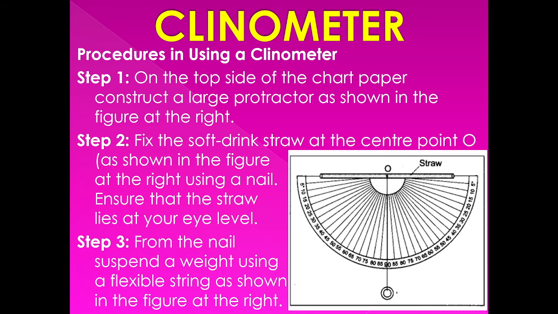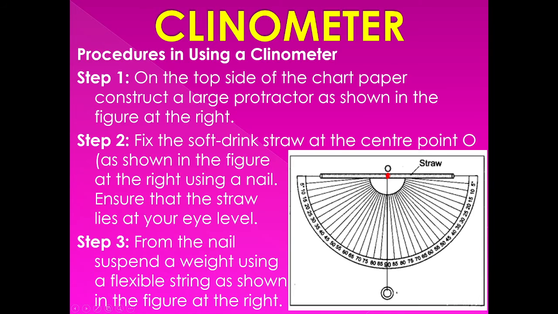Next, from the nail, suspend a weight. It could be any weight, as long as it is tied, then use a string going down from this one. So that is how to construct the clinometer, with a large protractor. Sir, can I use wood instead of a straw, or anything like a slider? Yes, that is also possible, as long as the zero on your protractor lines up with the nail.